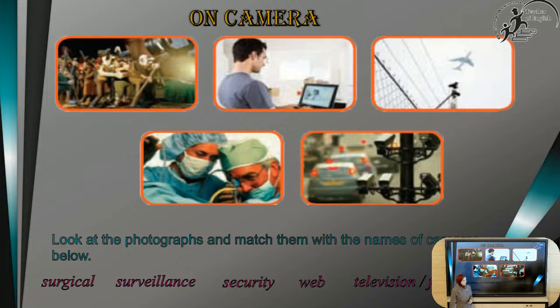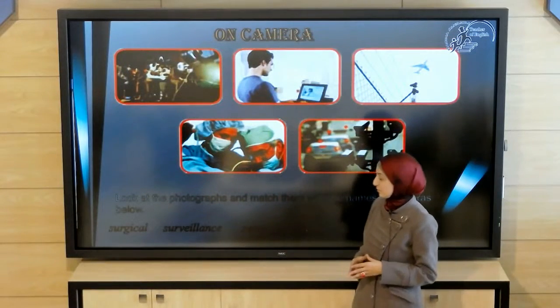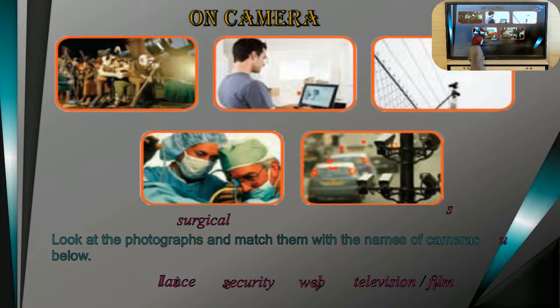Okay, now after we have seen some types of TV cameras, now you have to match the name of the TV camera with the photos here. Now, look at the first one. Here the word is surgical. Now, in which photo do we have the surgical camera? In which one do you think? It's in this photo, so you have to match the word surgical with this photo. Now, surveillance camera. Now, which one of these photos consists of the surveillance camera? Of course, in this photo, we have the surveillance camera.